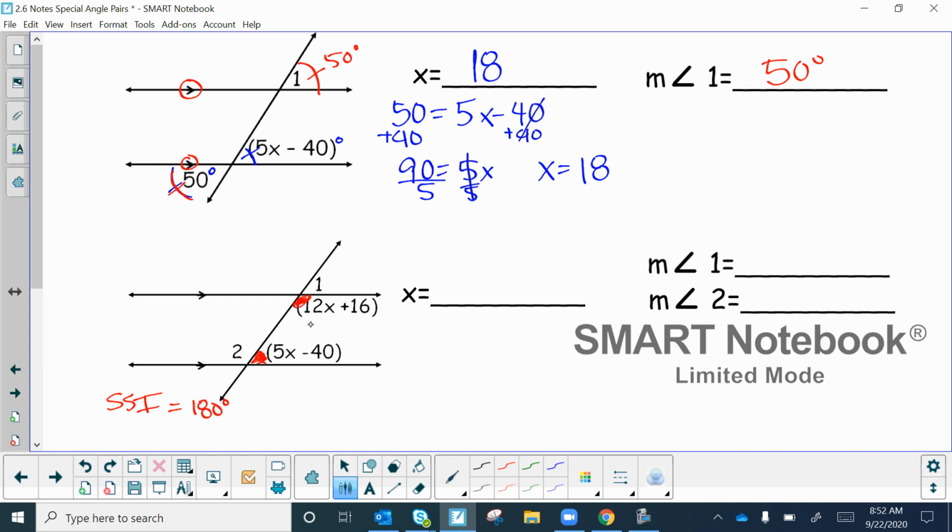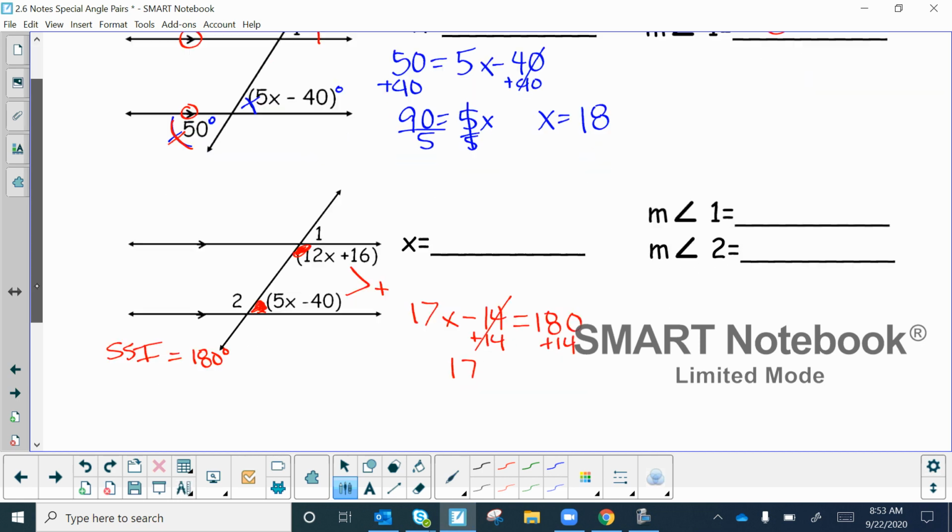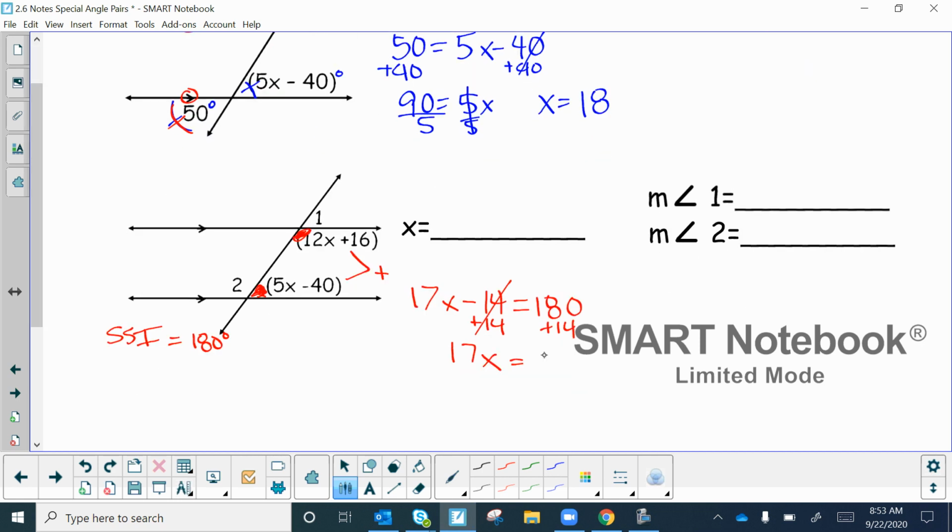So 12x plus 5x is 17x. Negative 40 plus 16 is negative 14. And we want to set that equal to 180. So again, all I did with those two is add them together. And so I'm going to add 14 to both sides. And then I'll get 17x equals 194. And then 194 divided by 17 is, oh, that's wrong. Rewind. That 14 did not make sense.